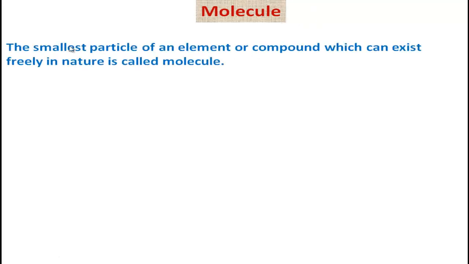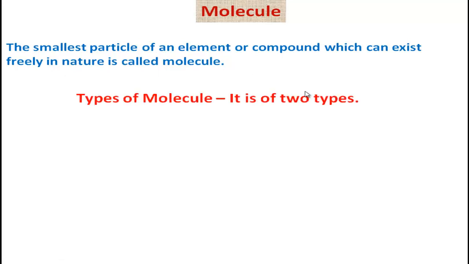What is molecule? The smallest particle of an element or compound which can exist freely in nature is called molecule. So now you have to think in a different way. The smallest particle of matter, it can be element or compound matter, which can exist freely in nature is called molecule. We know that the smallest particle of a matter is atom, but atom cannot exist freely in nature. So the smallest particle of matter which can exist freely in nature is called molecule.